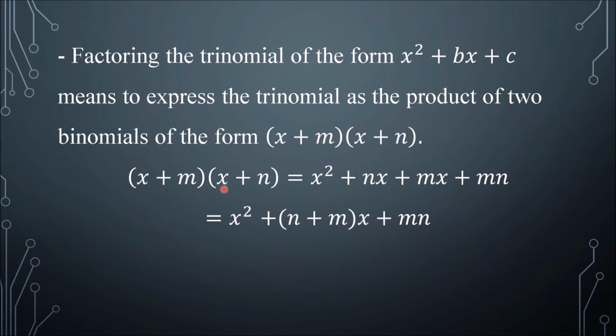So x plus m times x plus n, using the FOIL method, we have x squared plus nx, that's x times n, plus mx, that's m times x, inner, and then last mn, so that's m times n. Now, combining nx and mx, we have x squared plus n plus m, x plus mn. So meaning to say, n plus m is the b, and then the c is m times n.